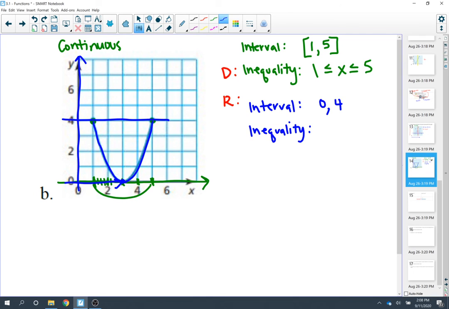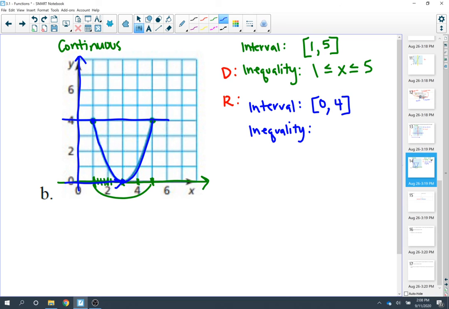And then at 0, there's not actually a dot down here, but does the graph actually go and touch the x-axis? Yes, it does. So because it's touching, we put a bracket. And then up here at 4, it has that closed dot, so we put a bracket.